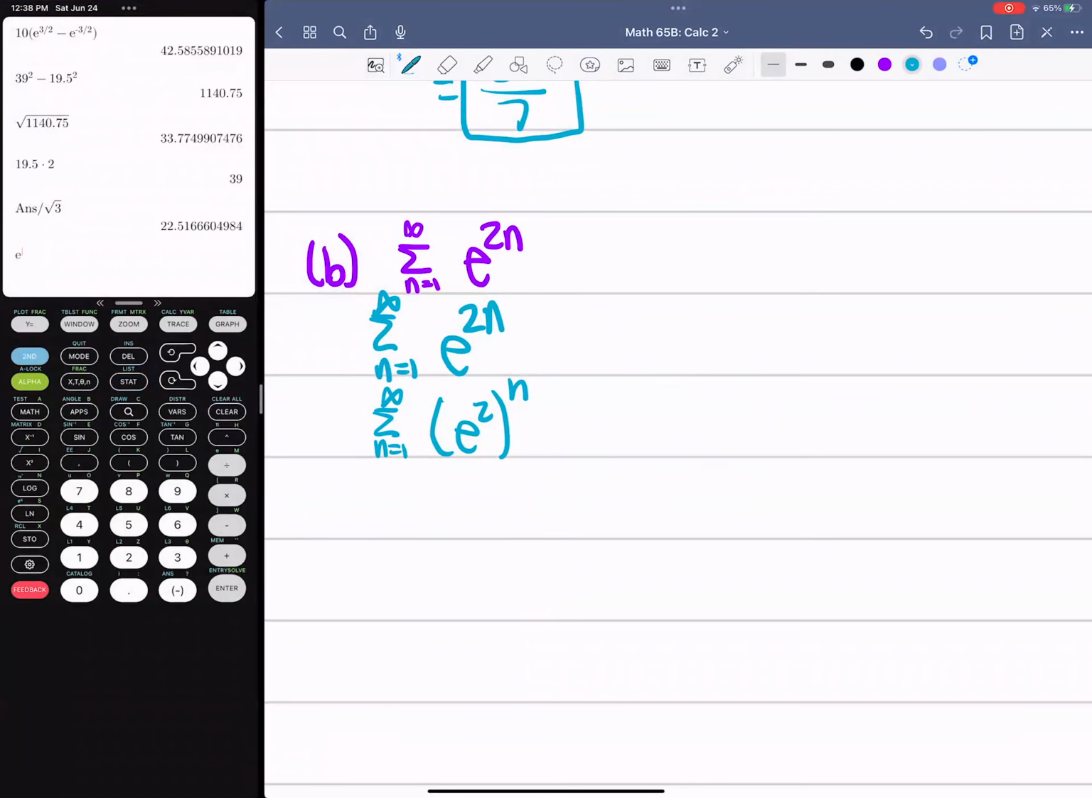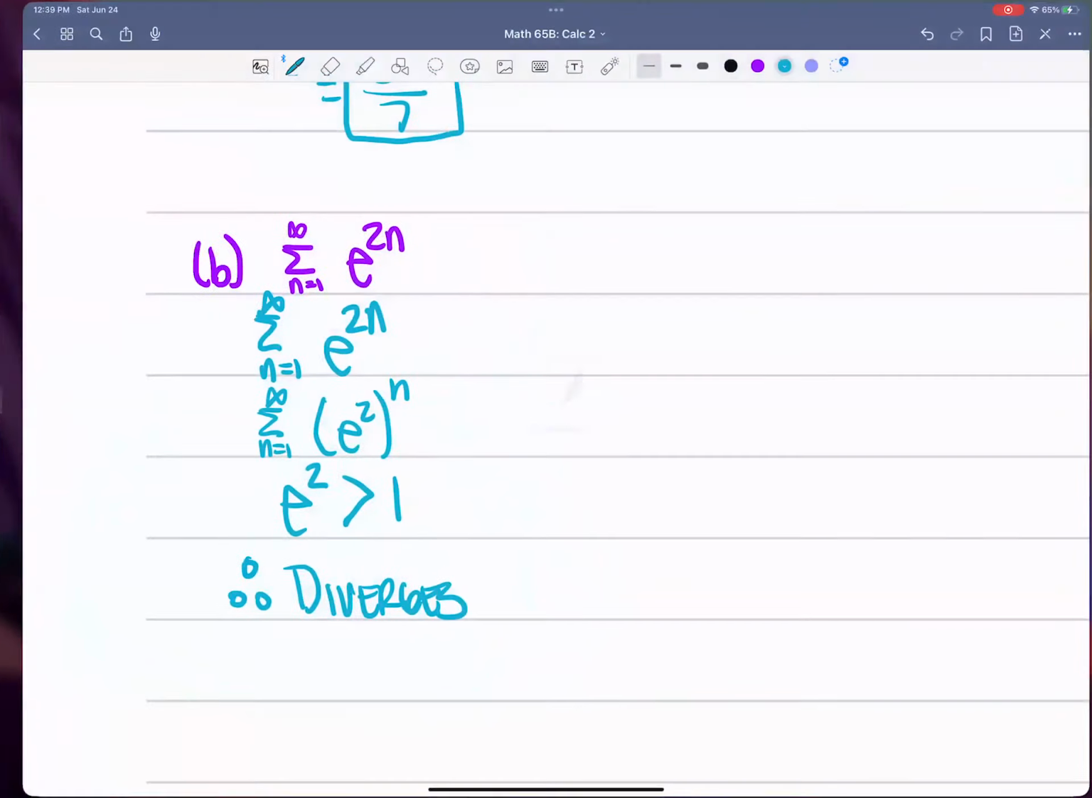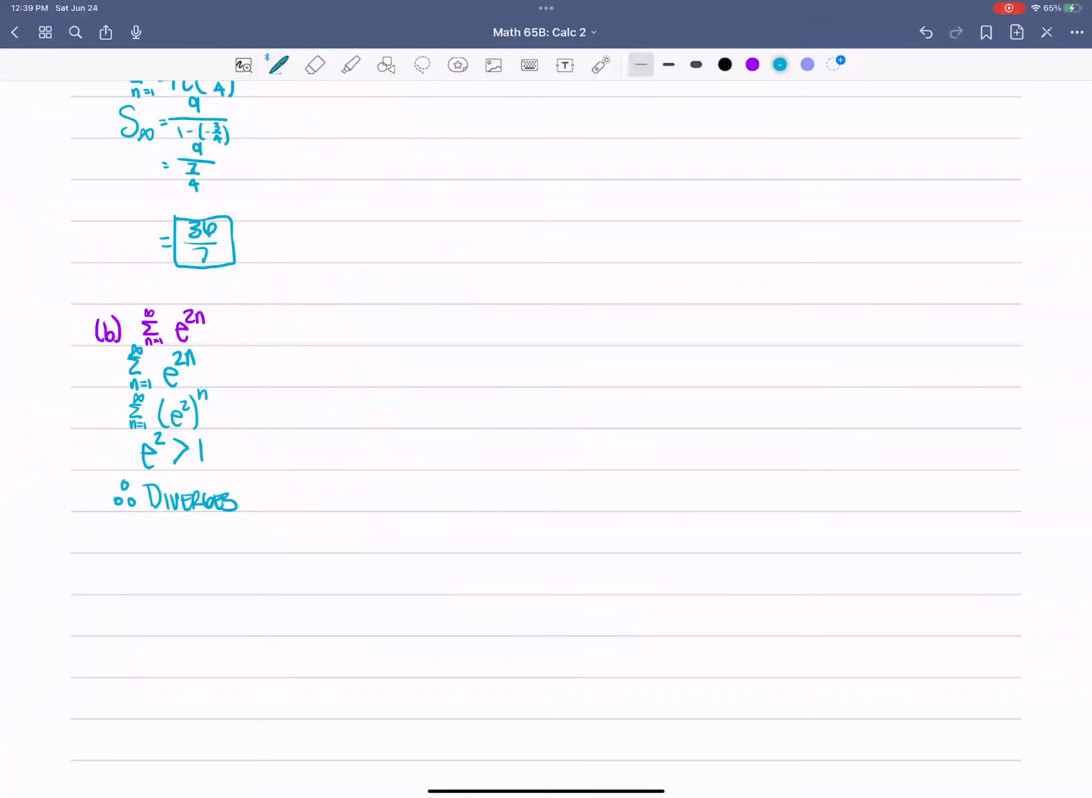So e to the power 2. Oh, yeah, that's way larger than 1. So we have e squared is greater than 1. And because it's greater than 1, we don't converge to a value. We end up going off to infinity. So here we would have to say that the series diverges based on the geometric series.